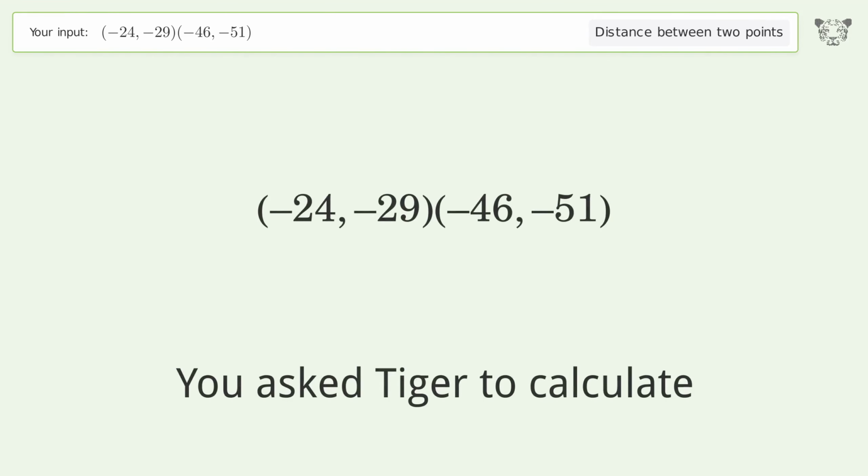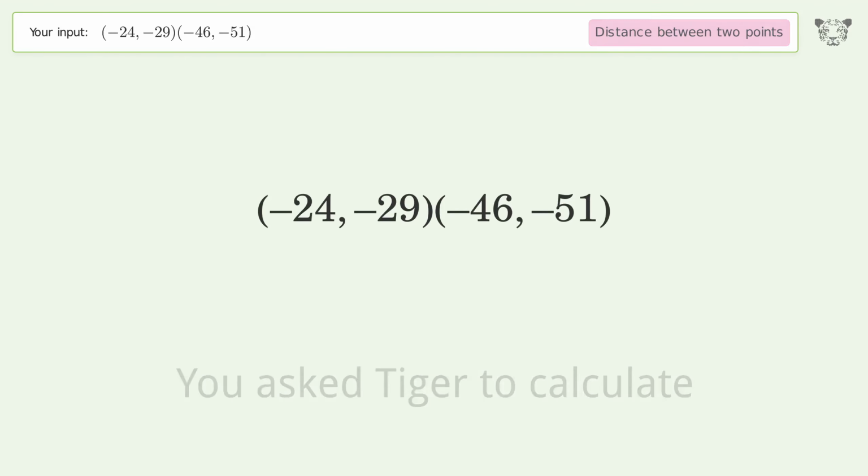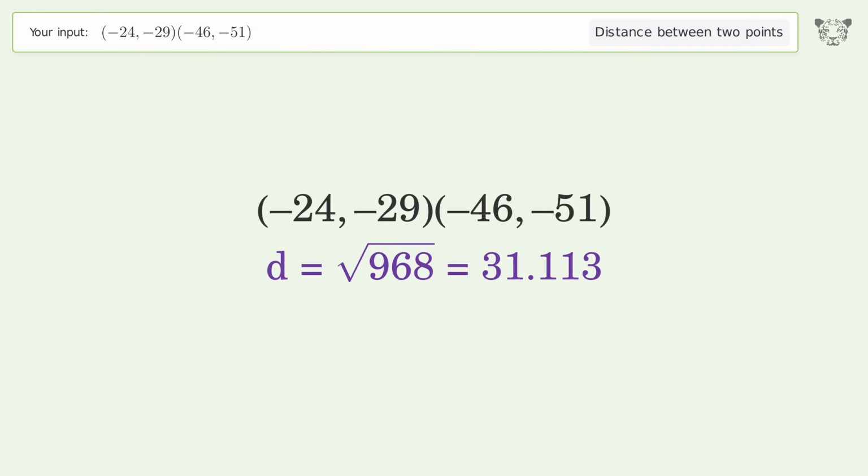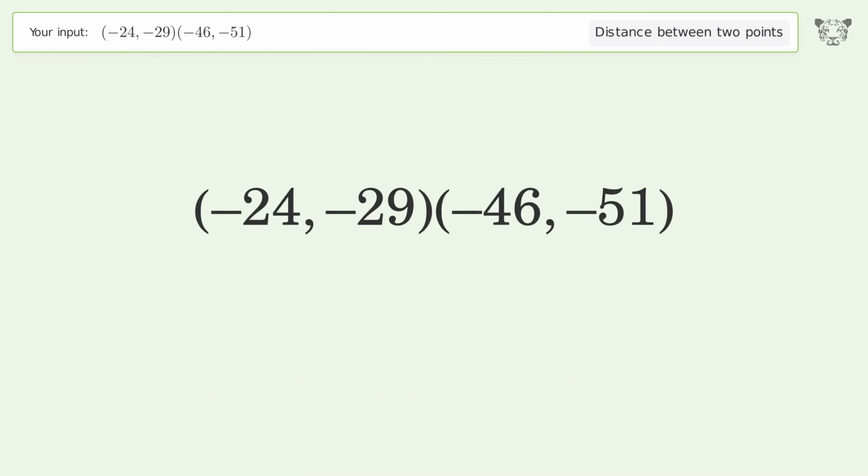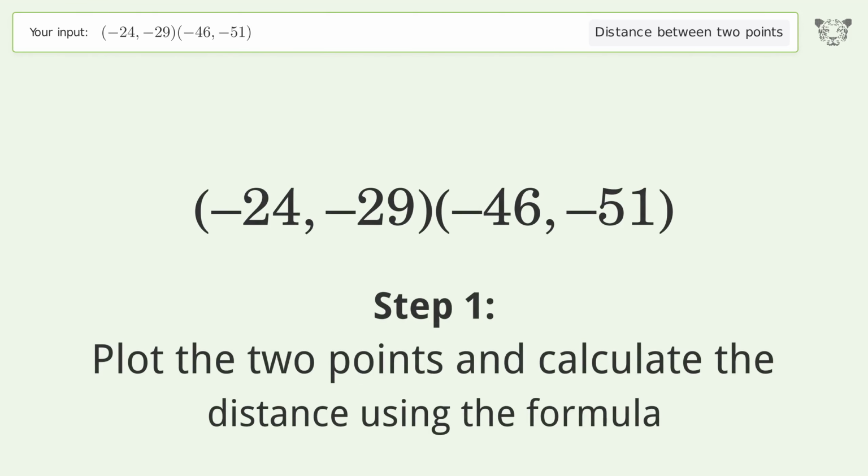You ask Tiger to calculate. This deals with the distance between 2 points. The distance between the 2 points is the square root of 968, or 31.113. Let's solve it step by step. Plot the 2 points and calculate the distance using the formula.